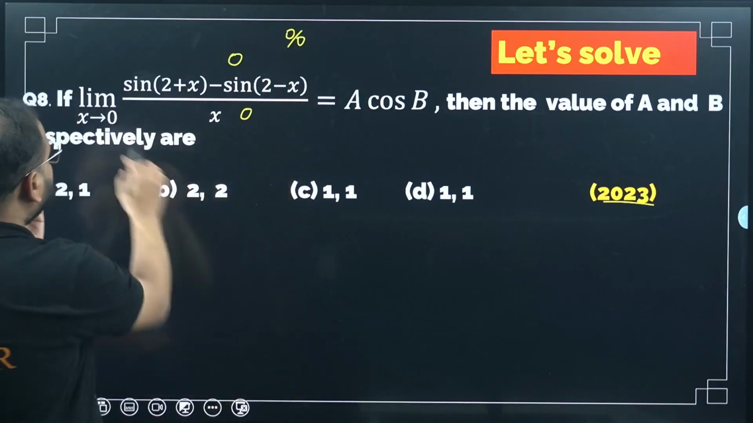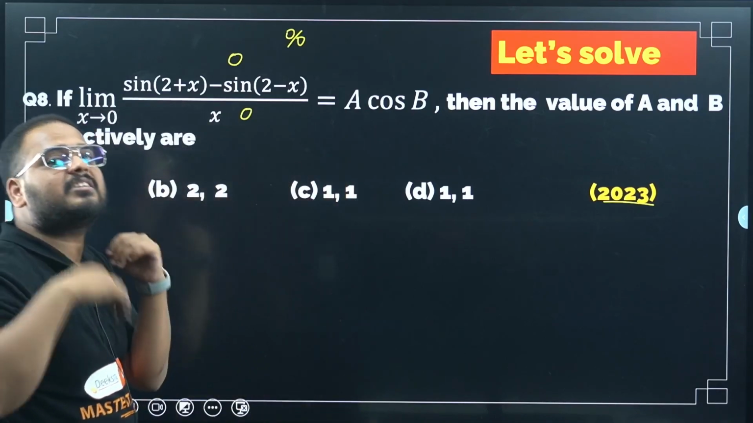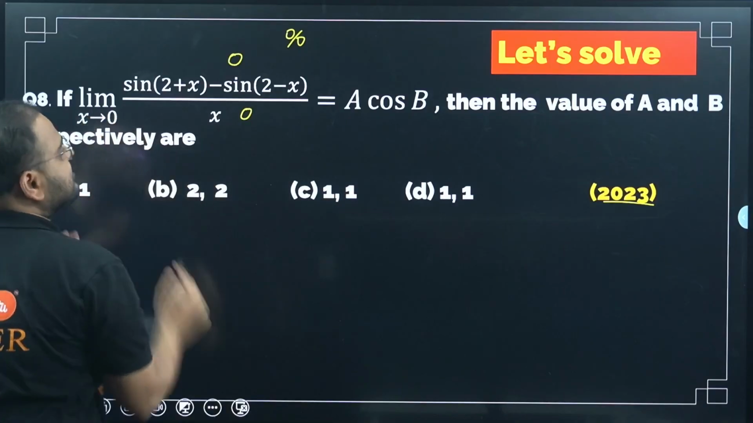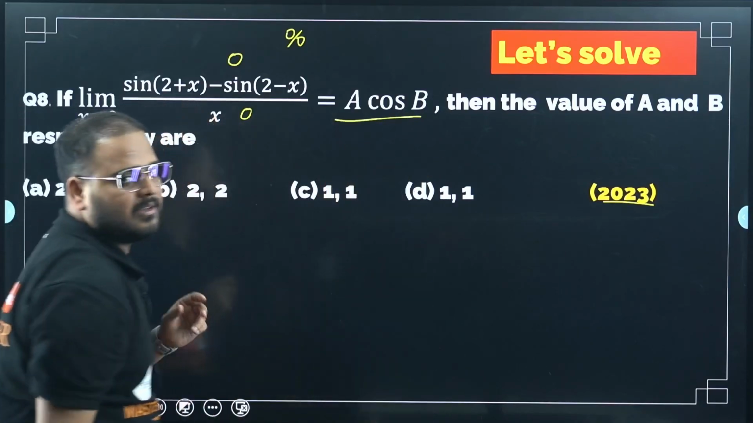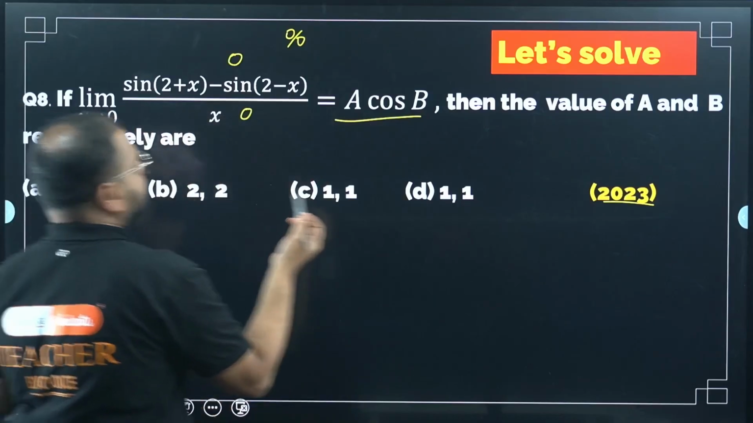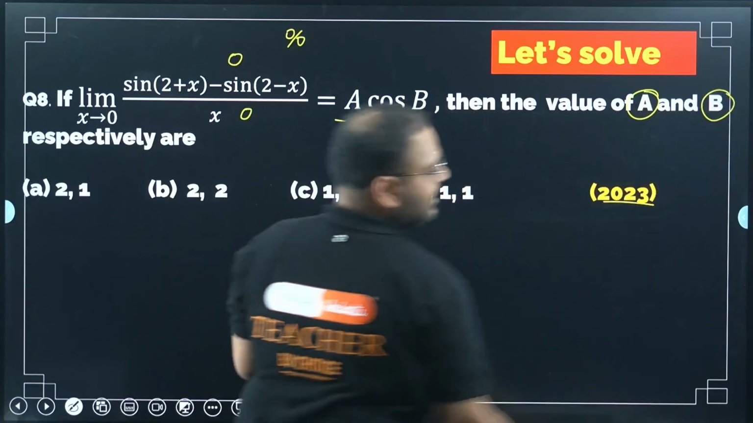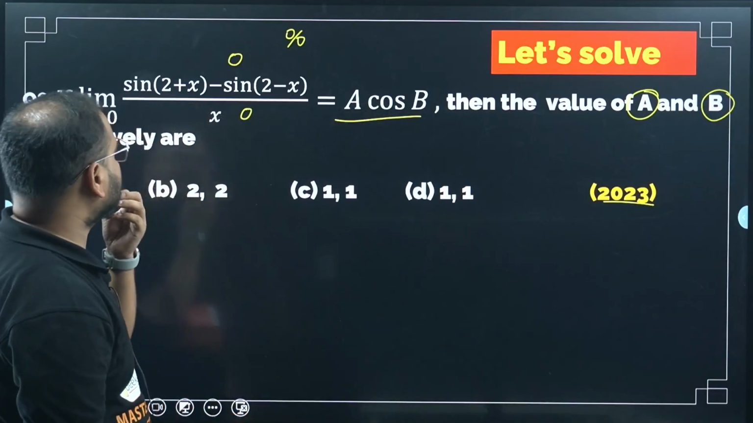They are saying that if you find the limit at x equals 0, it exists. They are not asking you to check whether it exists or not. They are saying it exists and is equal to a cos b. They are asking you to find the value of a and b, sir. So quickly find the value of a and b. Alright, sir, let's do it.